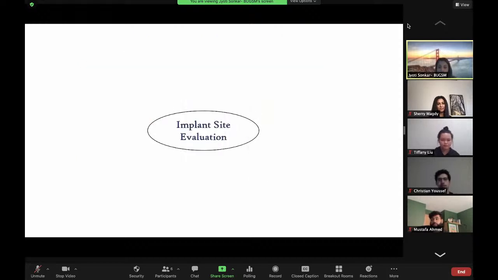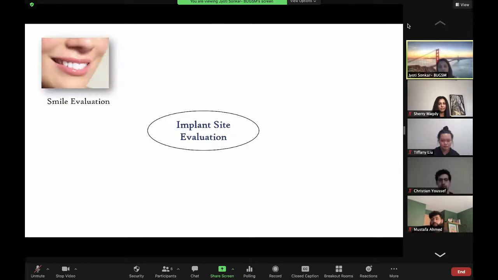So moving on, once you've identified the patient's medical and dental history, you've identified the open space and you think it's a good idea to move forward to implant planning, what are the other things that you wanna look into? Now, the first thing you wanna evaluate is the patient's smile. This is really important when it comes to planning an implant in the aesthetic area.